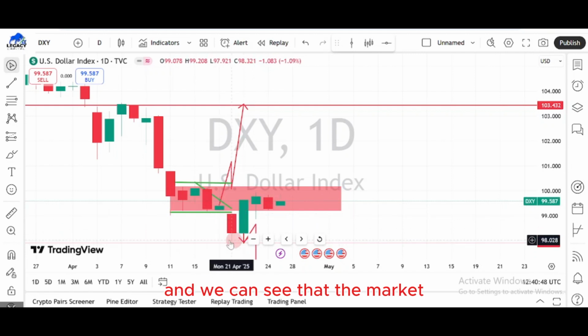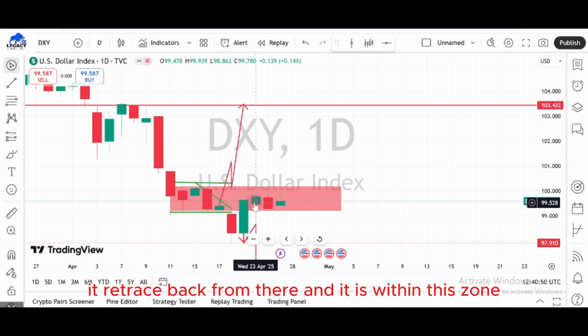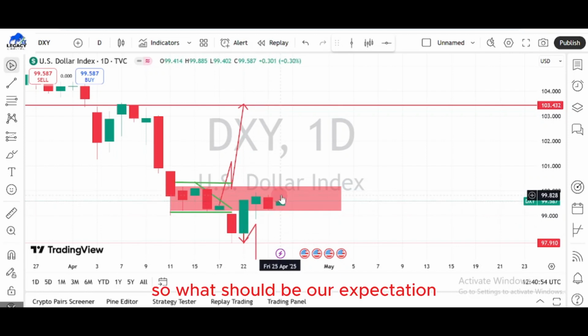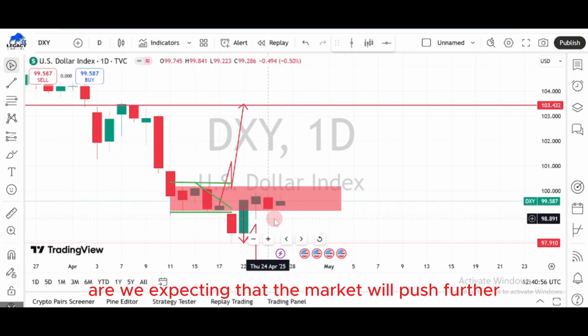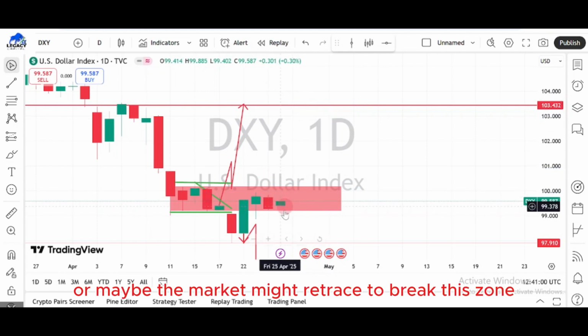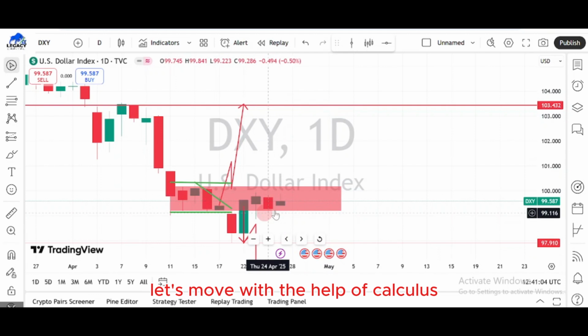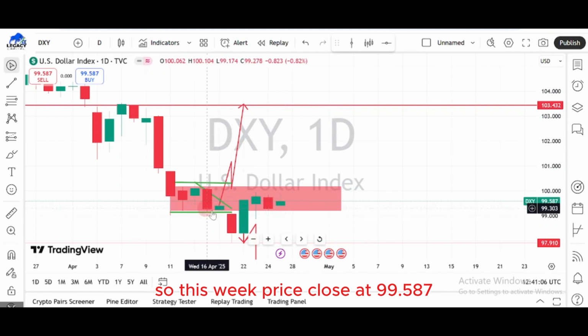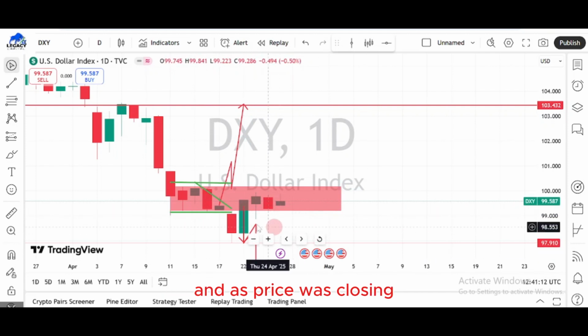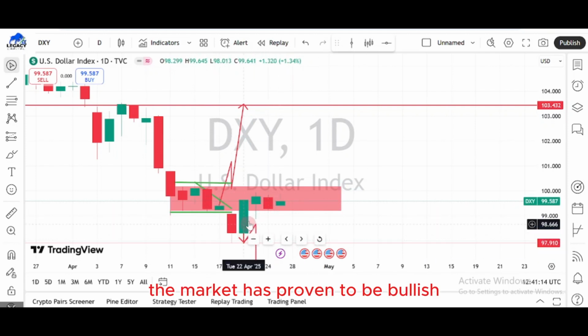And we can see that the market actually got to this level, it retraced back from there, and it is within this zone. So what should be our expectation? Are we expecting that the market will push further, or maybe the market might retrace to break this zone? Let's move with the help of candlesticks. So this week, price closed at 99.587, and as price was closing, the market has proven to be bullish.